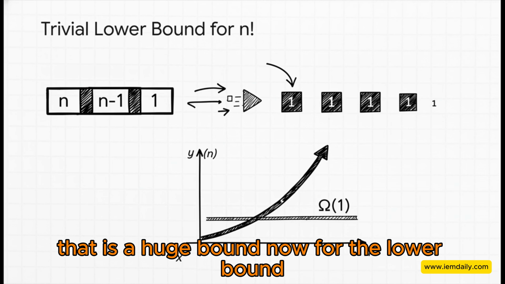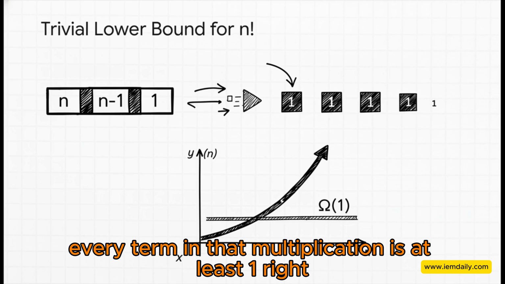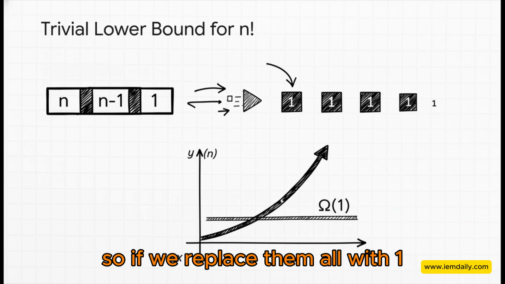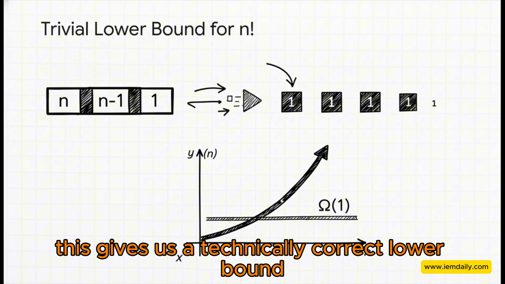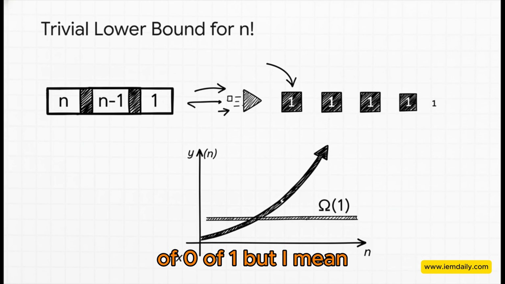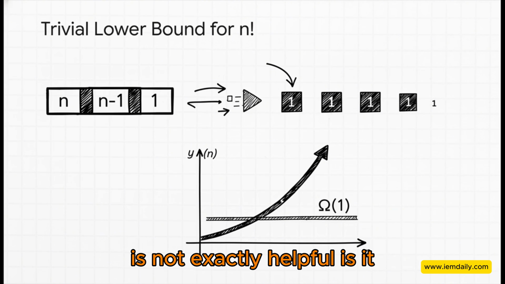Now for the lower bound. We can play the same game, but with the smallest number. Every term in that multiplication is at least 1, right? So if we replace them all with 1, we get 1 times 1 times 1, which is just 1. This gives us a technically correct lower bound of omega of 1. But, come on, saying something grows at least as fast as a constant is not exactly helpful, is it?